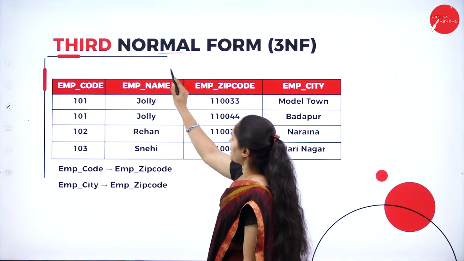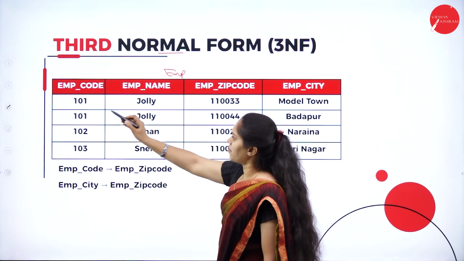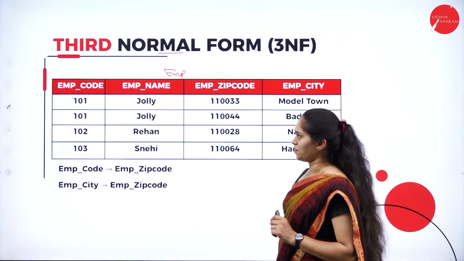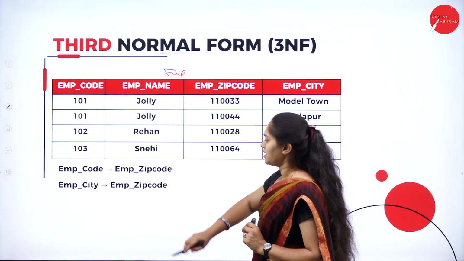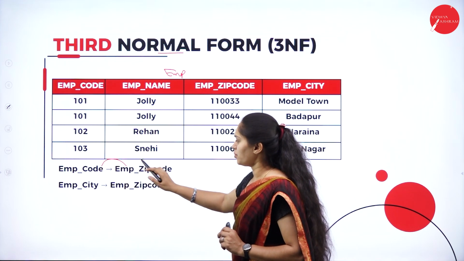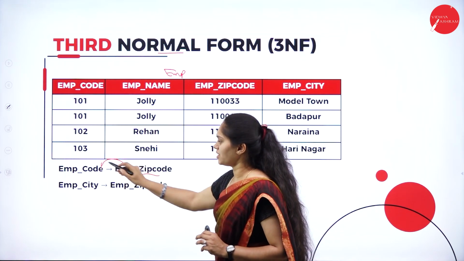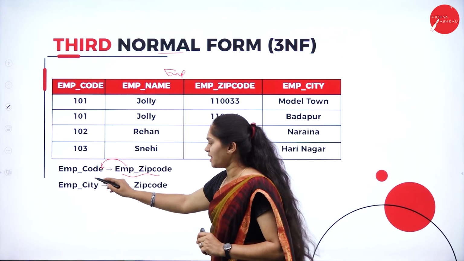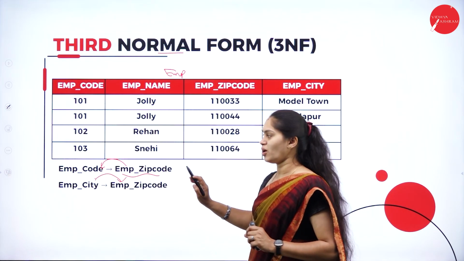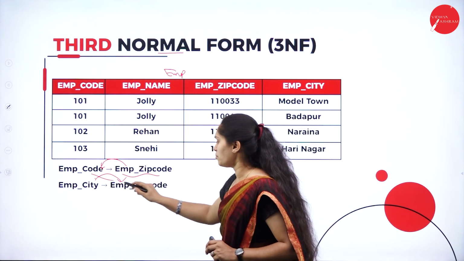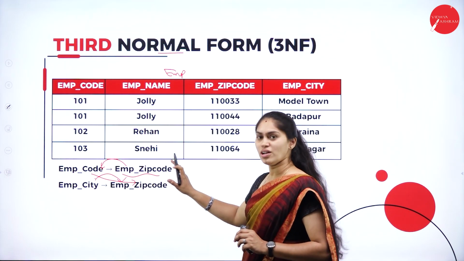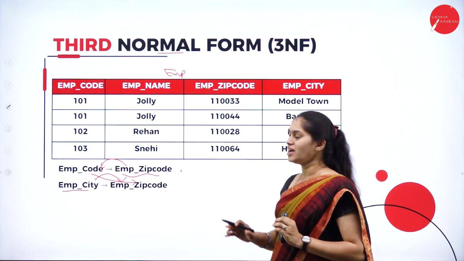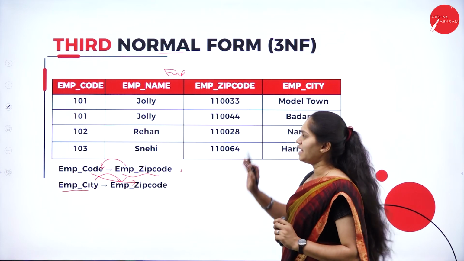Here we have a table called employee, in which we have employee code, employee name, employee zip code and employee city. If you observe completely, the employee zip code depends on the employee code. And if we want to find out the employee city, that depends completely on the employee zip code. That means employee code somehow determines zip code, and zip code determines employee city. That is why we have a transitive dependency in this table.